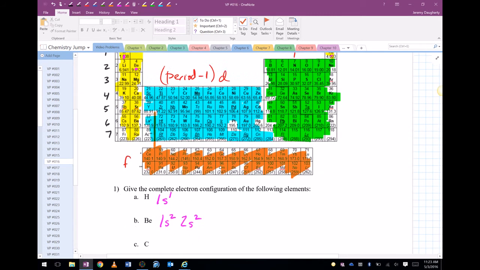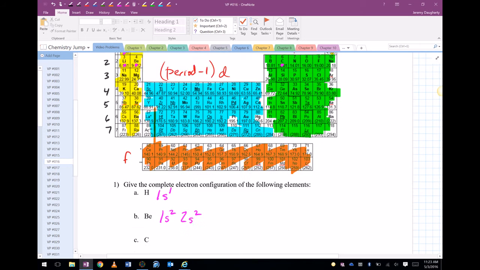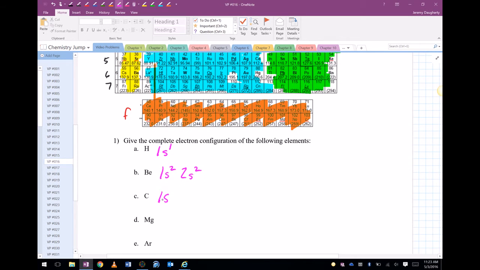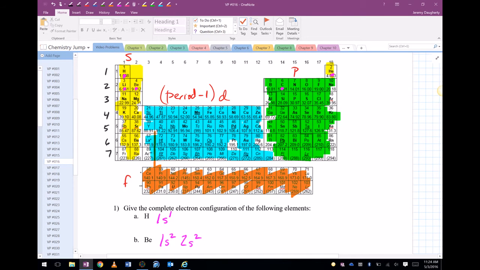Right? Carbon way over here. Right? So if we look at that, we have to go through the first period. So we have to go 1 and 2. Then we have to go through 2s, and then we end up at 2p. So that's going to be 1s2, 2s2, 2p2. So 6 electrons total.